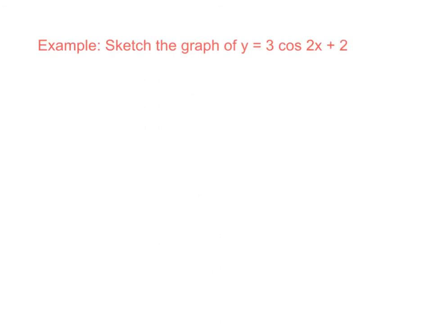So now let's look at an example. Let's say we want to sketch the graph of y equals 3 cosine 2x plus 2. In this case, a is equal to 3, b is equal to 2, and d is equal to 2 as well. So let's see what this graph might look like.